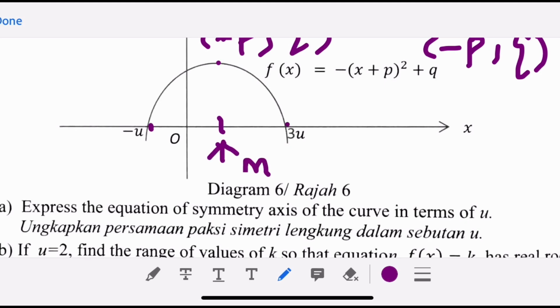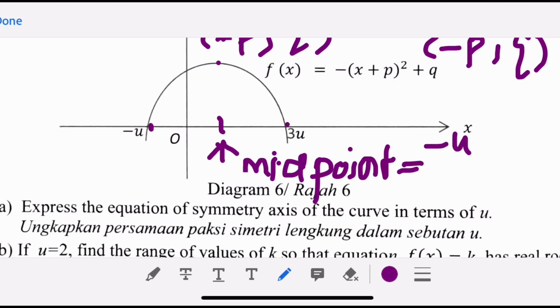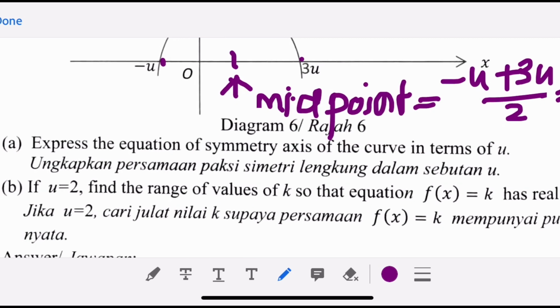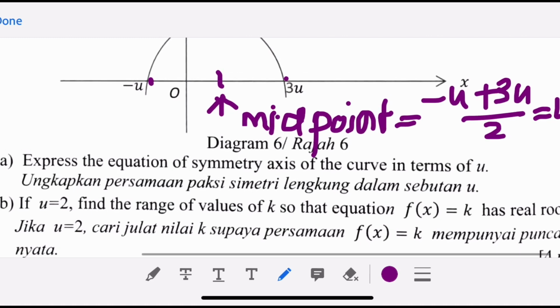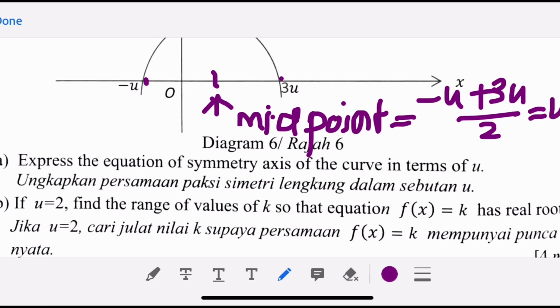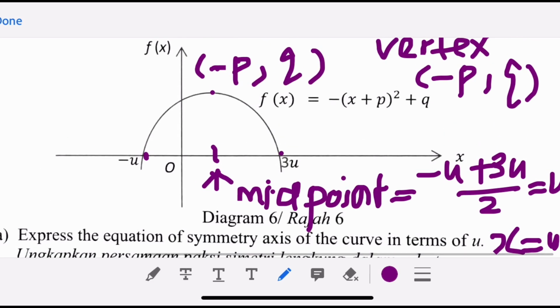For the quadratic function, you can just write down negative p and q for the maximum point if a is less than 0. And also you can read out the midpoint, because you are given the negative u and 3u, right? So the midpoint is always at the point whose x coordinate is the turning point for the graph. So you have negative u plus 3u over 2. So u is the answer.